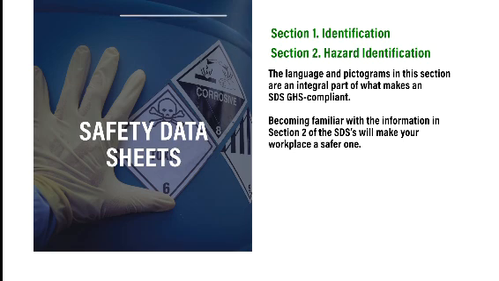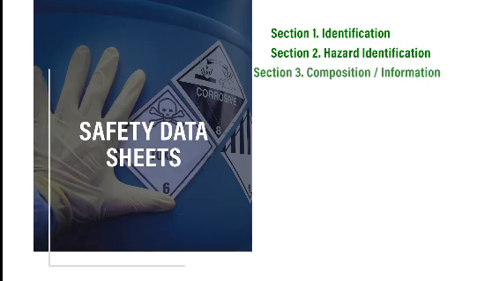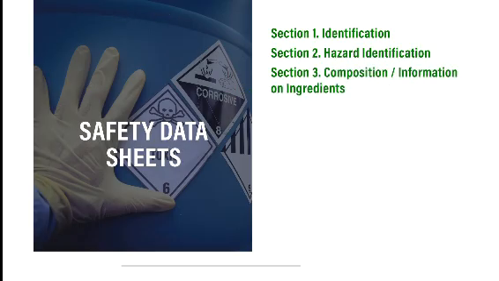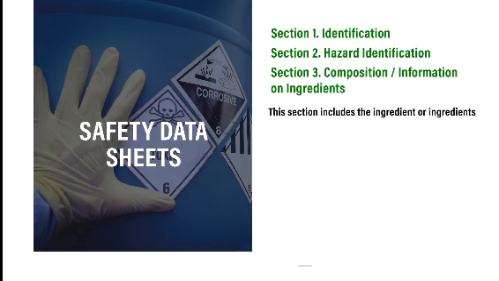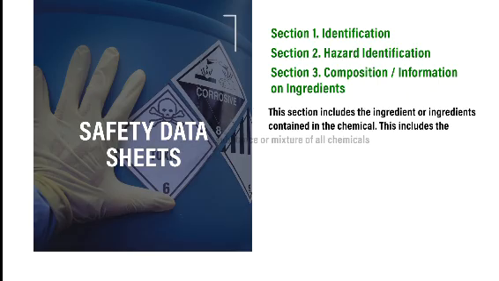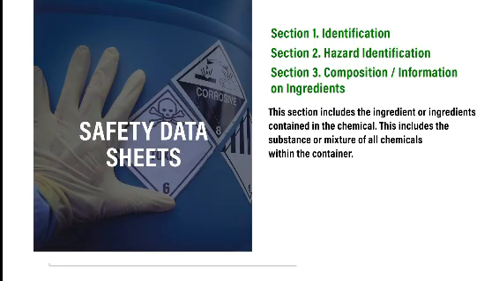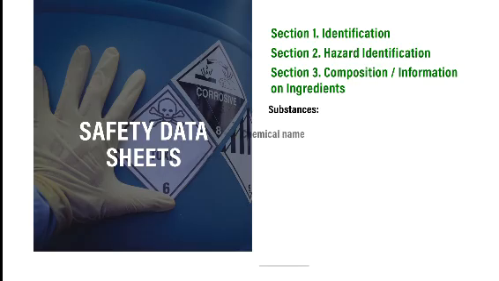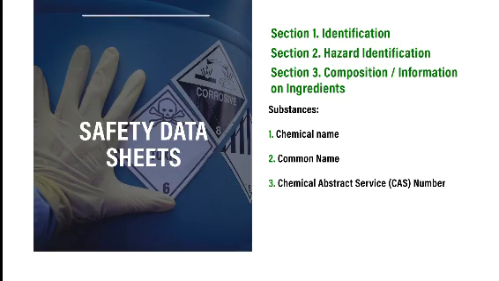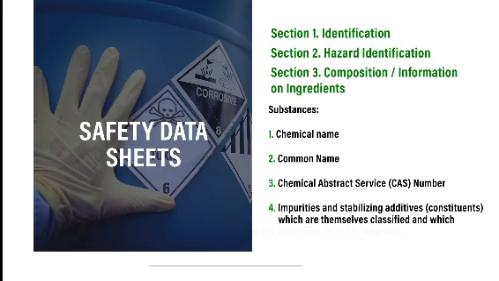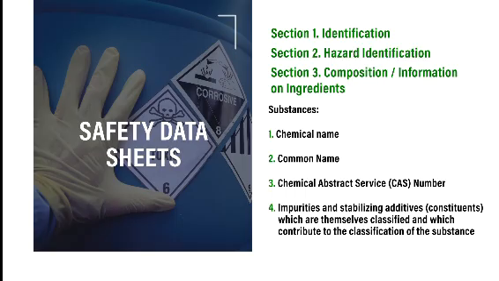Section 3 of the Safety Data Sheet. Composition and information on ingredients. This section includes the ingredient or ingredients contained in the chemical. This includes the substance or mixture of all chemicals within the container. Substances must have the chemical name, the common name and synonyms, the Chemical Abstract Service number and other unique identifiers, impurities, and stabilizing additives, which are themselves classified, and which contribute to the classification of the substance.